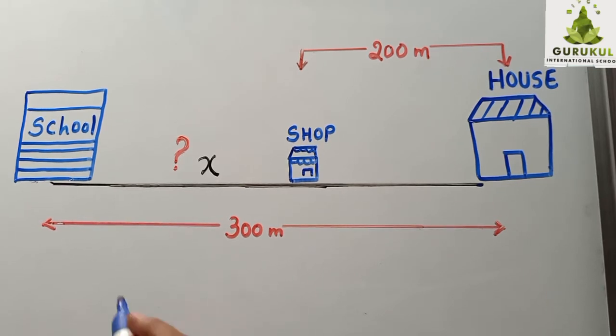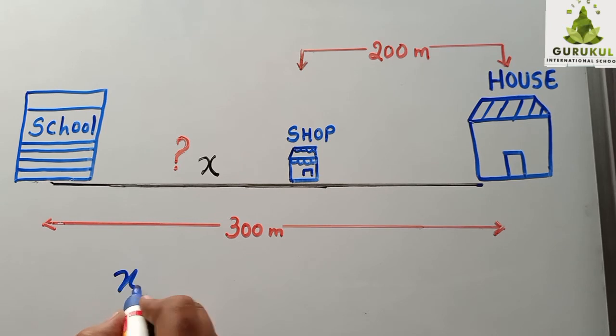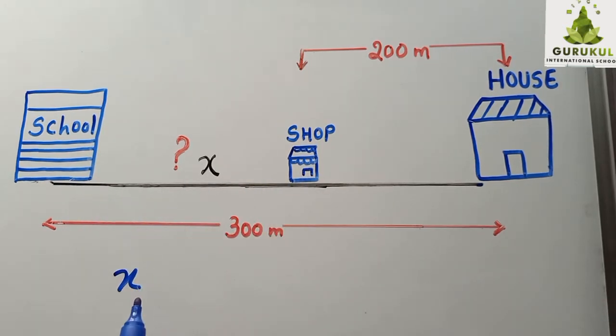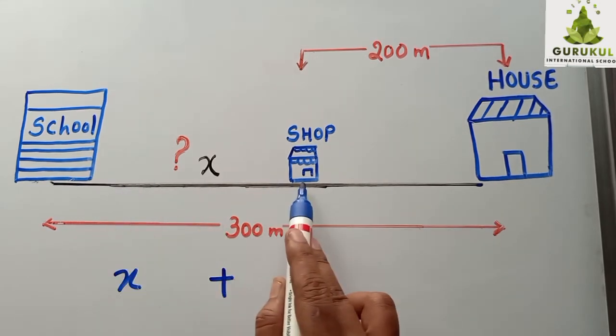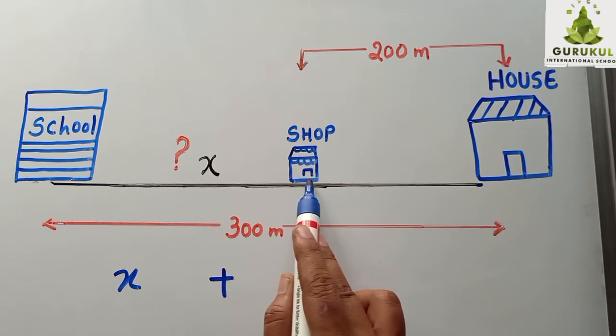So I don't know the distance between school and shop, so I took it as x. This distance I don't know, I took it as x. That is a variable, any letter which we use in the place of a value. Here one number should be there, that is the value, but I don't know that value, so I took an alphabet. Now plus, from here to here, this distance plus shop to house.